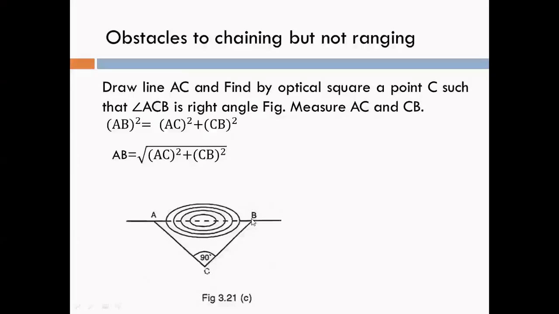So this method is used for chaining. From point A, draw line AC and select the point C. At point C, set 90 degree with the use of optical square and join C to B.